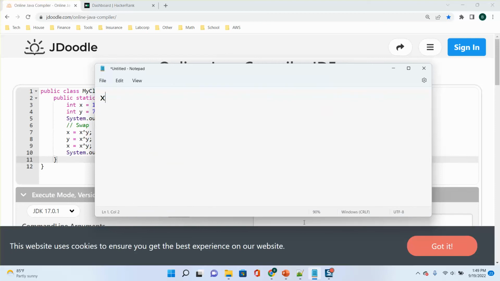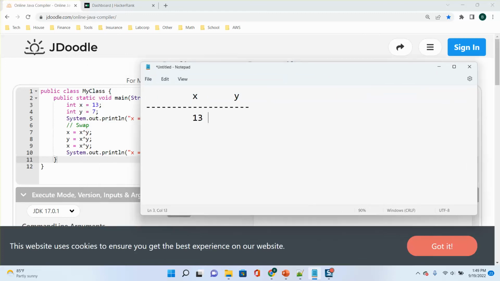At the beginning, x, y. Okay. X is, let me move here. X, y. Okay. At the beginning, x is 13. Y is 7. Now, the first operator, this equal sign, is assignment.